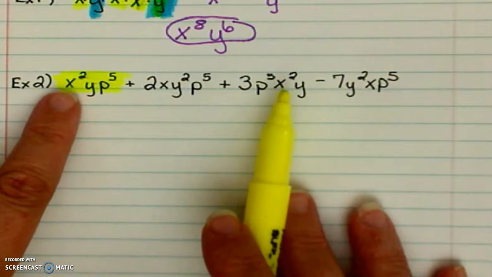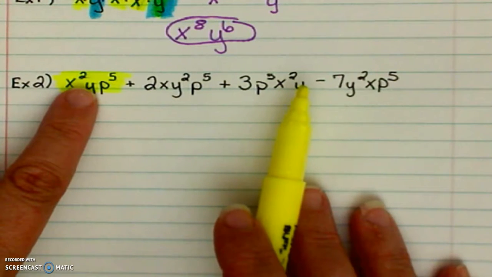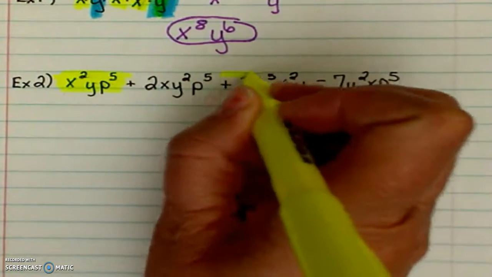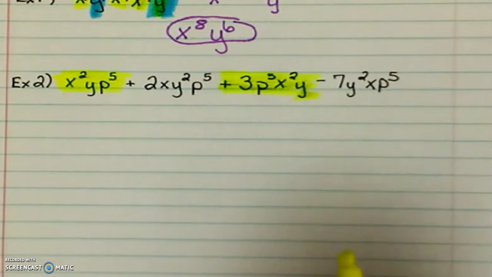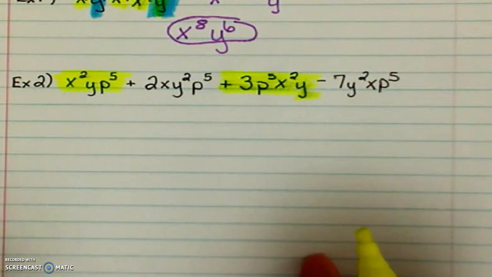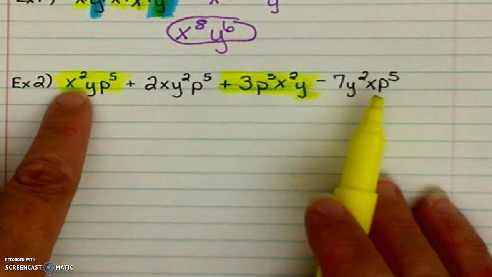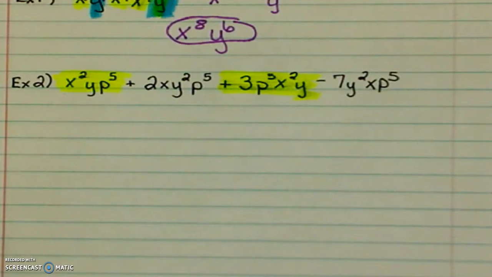If I go to the next term, the x is squared. We're good so far. We have y, that means y to the first power, and we have p to the 5th. Now the order does not matter because remember we have that commutative property of multiplication that says that you can multiply in any order. 2 times 3 is the same thing as 3 times 2. Now if I look at the last term, it is not a like term because we have an x instead of an x squared. So now we want to go through and say, okay, are the other two terms that are not highlighted like terms?